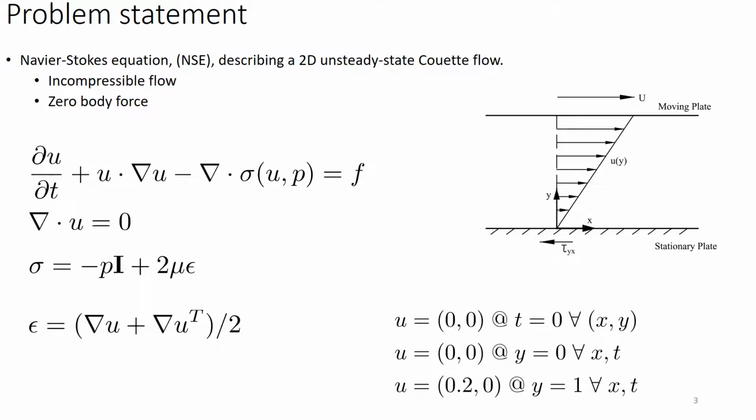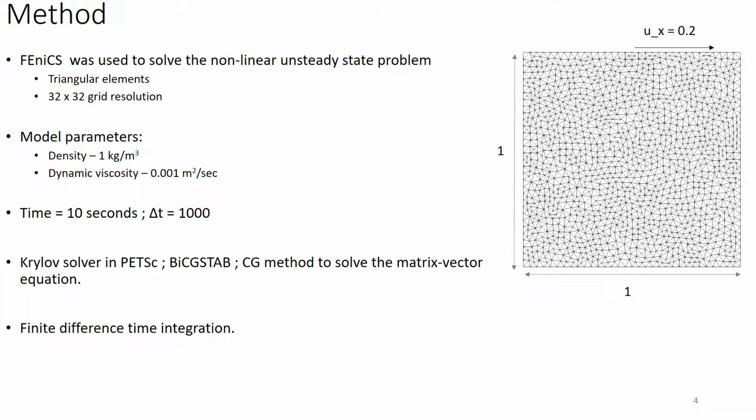We assume incompressibility in the system along with zero body force. So our density is constant and there is no body force in the system. In this slide we have the equations and the boundary conditions. This is a brief about the method.